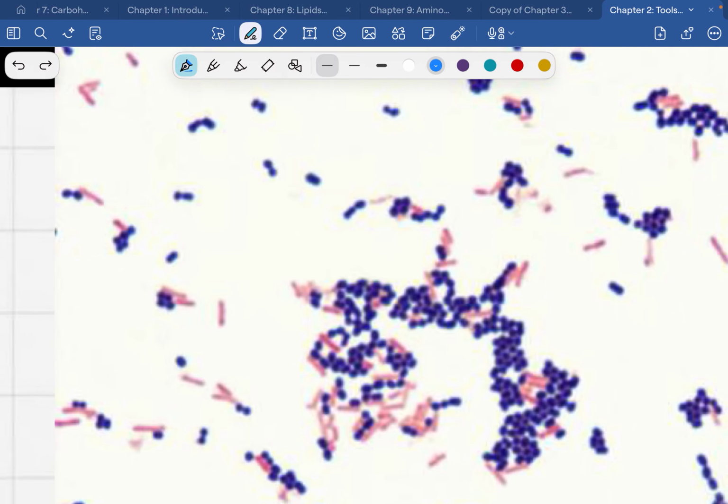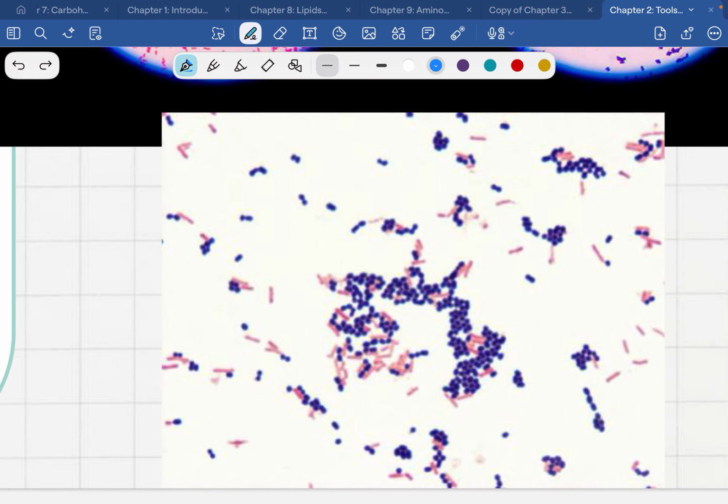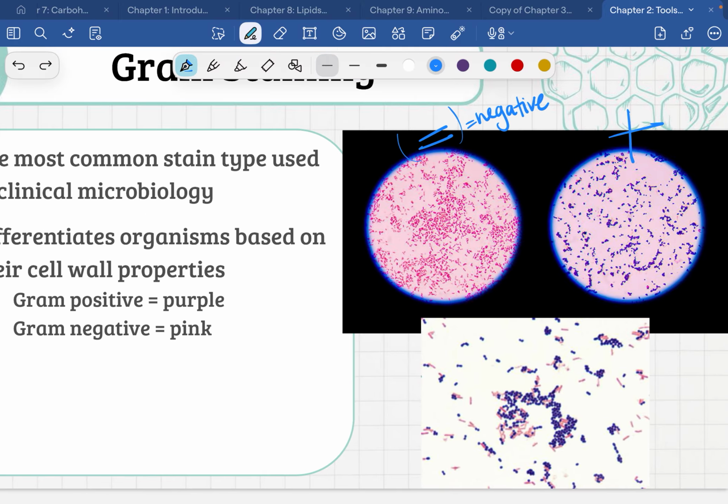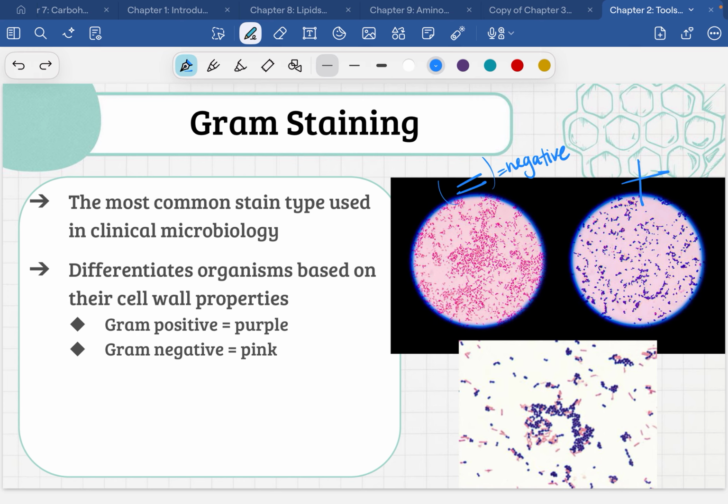And here's some examples of a Gram positive and a Gram negative mixed together. So this slide has purple Gram positive organisms right next to pink Gram negative ones. Purple Gram positives, pink Gram negatives. So you just got to memorize those colors for this class. And again, this is another one where it's really hard for me to overstate how important Gram staining is.